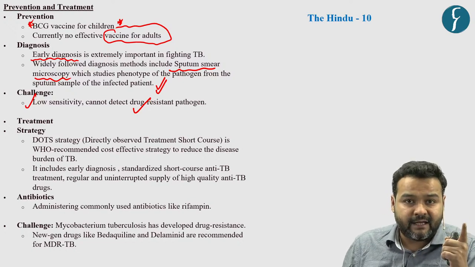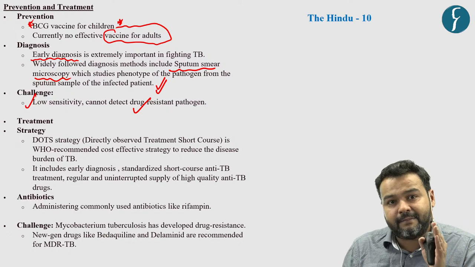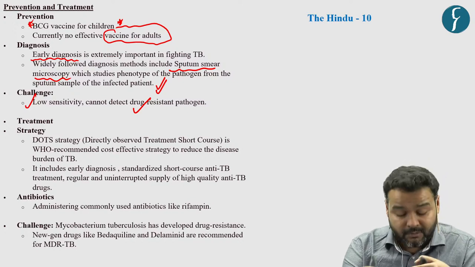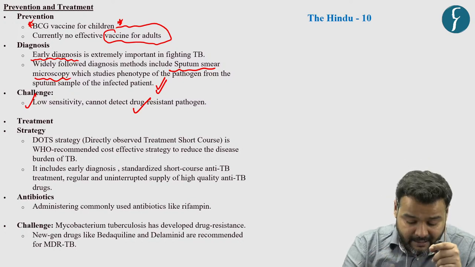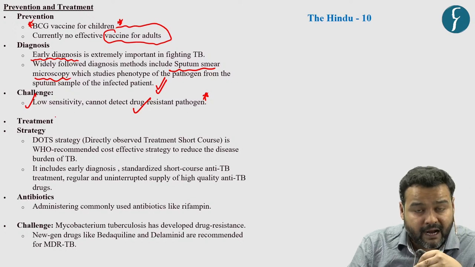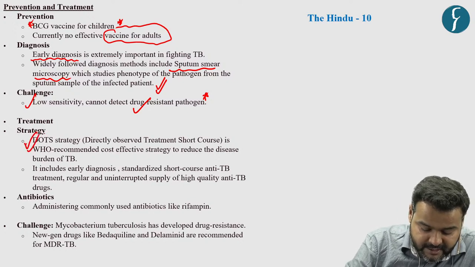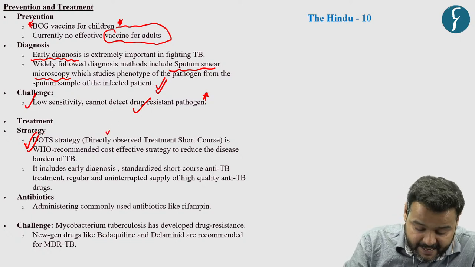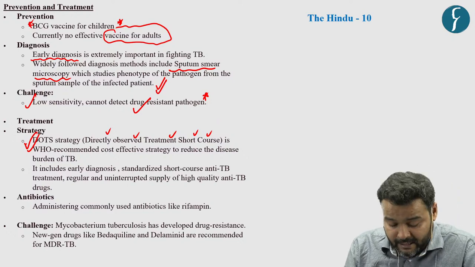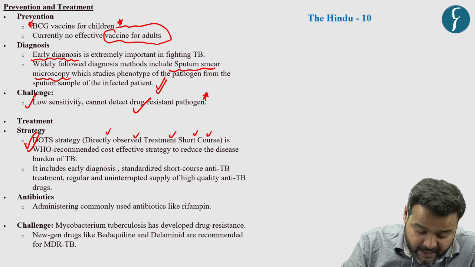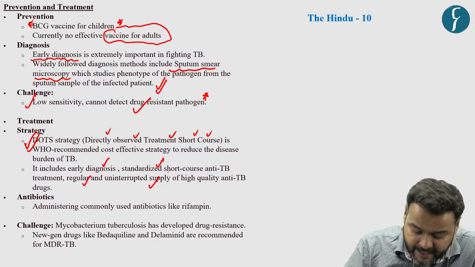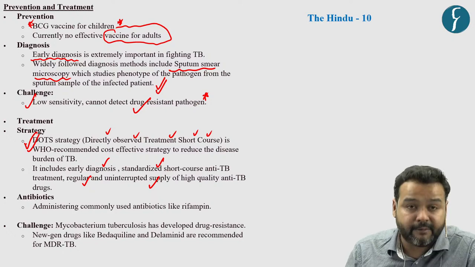Fine. So what we read in our first article, antimicrobial resistance, it also comes in TB, where pathogens are drug resistant. And what is the treatment? First is the DOTS strategy. The full form is Directly Observed Treatment Short course, which is a WHO recommended strategy. And it includes early diagnosis, standardized short course anti-TB treatment, and regular and uninterrupted supply of high quality anti-TB drugs.